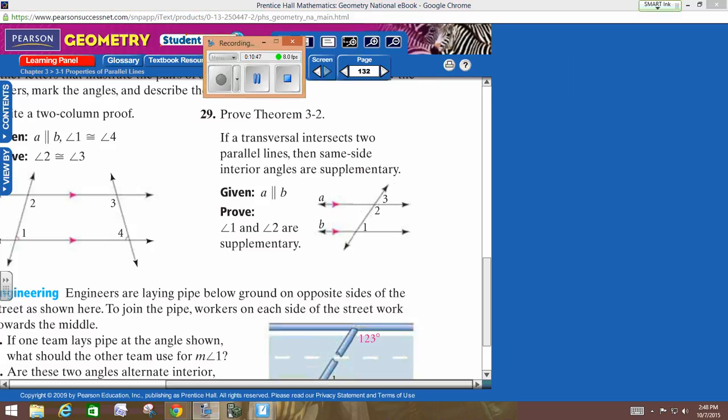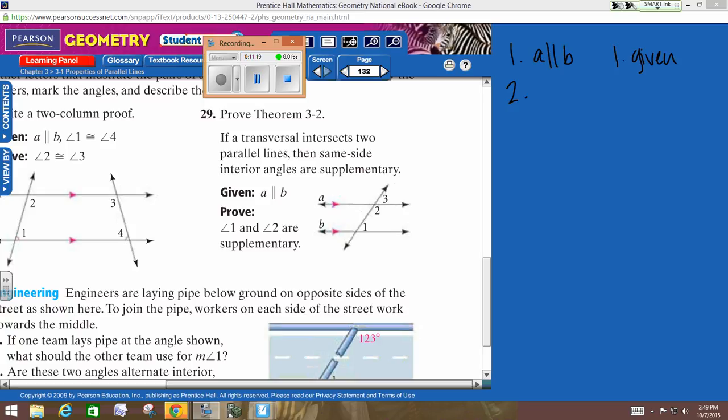We are given that A is parallel to B, and we're trying to prove that 1 and 2 are supplementary. So I understand that when I look at it, 1 and 2 are same side interior angles, so they should be supplementary according to the theorem, but that's what we're trying to prove. So we want to prove it differently than using this theorem. So instead of connecting angle 1 and 2 right away, connect angle 1 to angle 3 maybe.